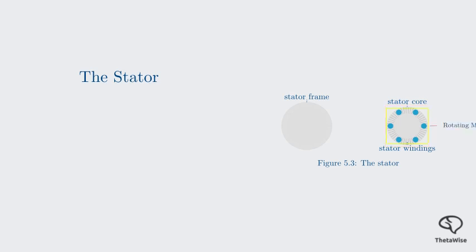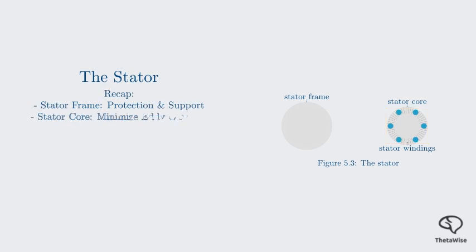Third, the stator windings. Also called field windings, these are the three sets of coils inserted into slots cut into the circumference of the stator core. When a three-phase AC supply is connected to these windings, they produce the main rotating magnetic field that is essential for the motor's operation. So, to recap, we've broken down the stator into its frame for protection and support, its laminated core to minimize eddy currents, and its windings that create the vital rotating magnetic field. These parts work together to set the motor's rotation in motion.